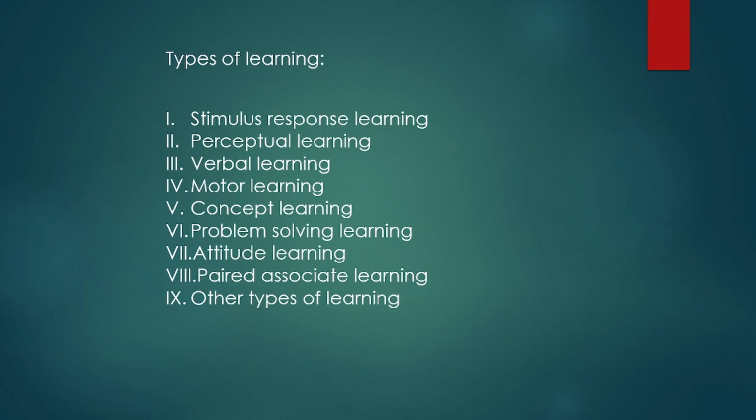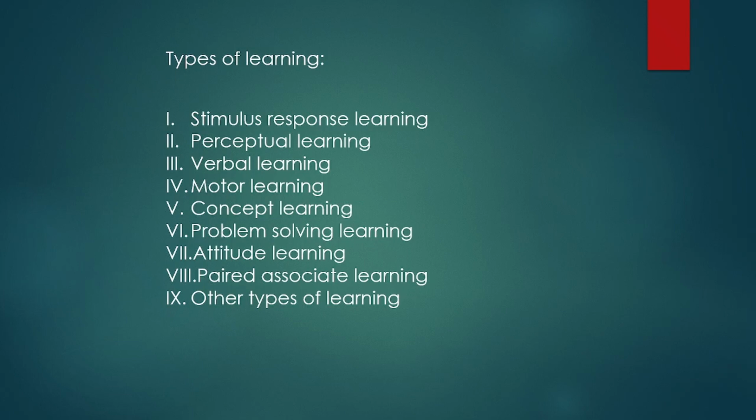Then the seventh type of learning is attitude learning. This attitude learning helps in achieving things automatically. For example, if a student has more interest in one subject, he will achieve more marks in that particular subject. Then paired associate learning. For example, if we want to remember the name of goddess Lakshmi, we will remember it easily. Like that, if we want to learn a thing, we associate it with a person.